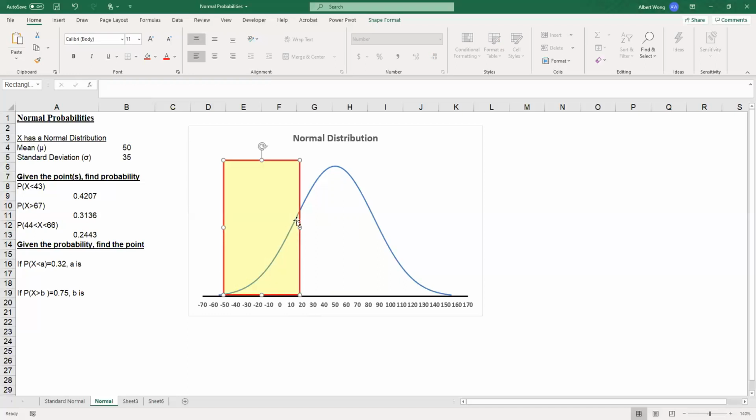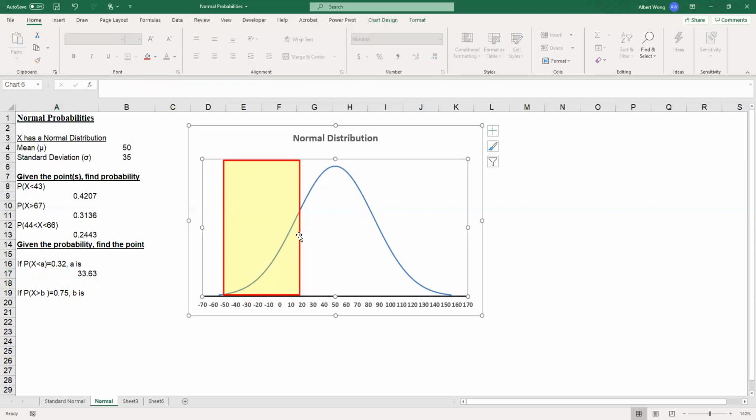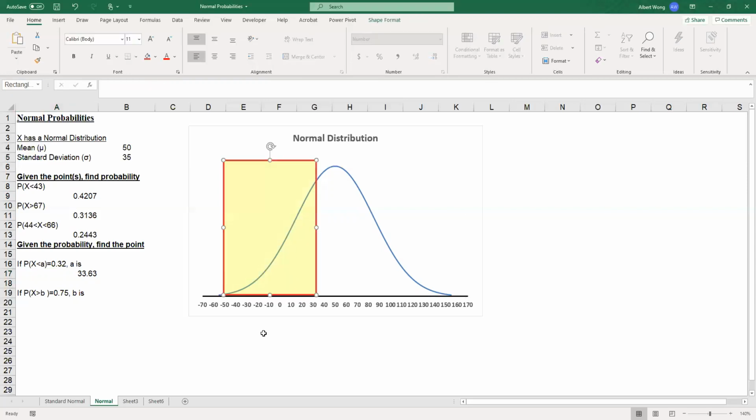So how do we do that? Because we are given the lower tail, we use the function directly, the function that we learned before, equal sign norm.inv. So inv is given the probability, find the point. The probability given to us is 0.32, the mean is 50, and the standard deviation is 35. And so the point that we're looking for is 33.63. If you keep it to 2 decimal points, that's what we're looking for. The point that corresponds to it is right here. And it looks reasonable, because the mean is 50 and the area is 0.32, which is less than half. So our answer probably is right, below 50.